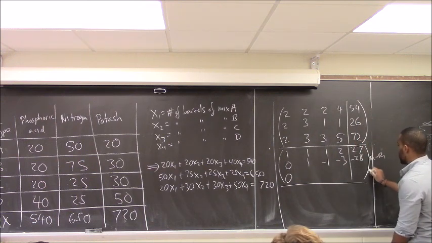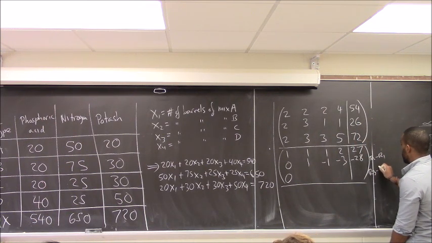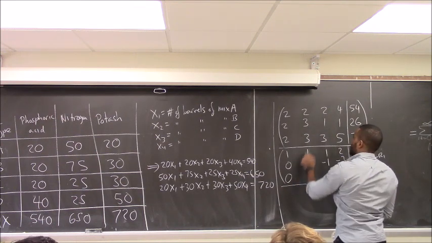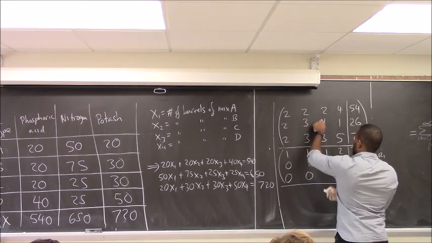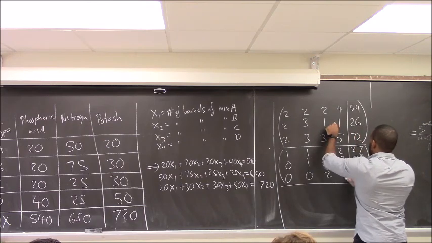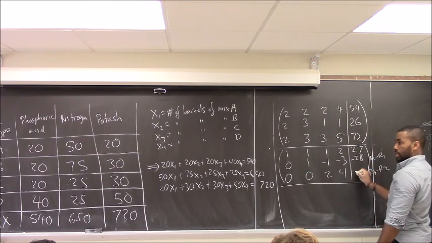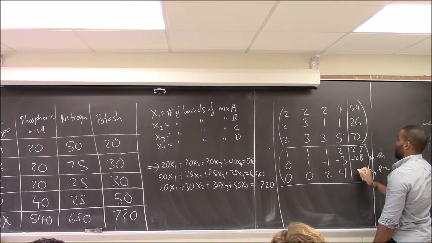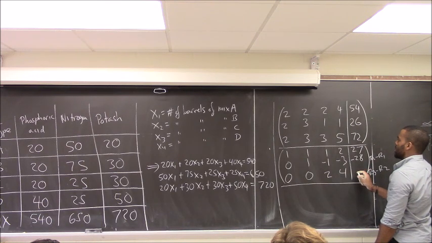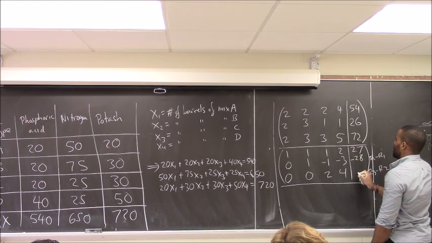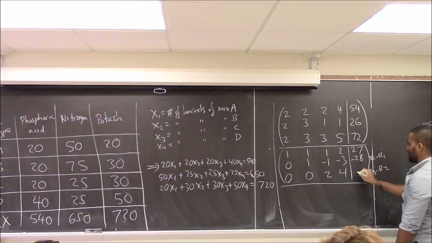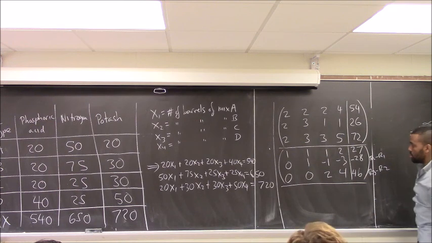What I can do is take row 3 minus row 2. This minus that, 0. This minus that, 0. This minus that, 2. This minus that, 4. 72 minus 26. You said negative 9? 17 minus 26. No, 72 minus 26. 46. Sorry about that.